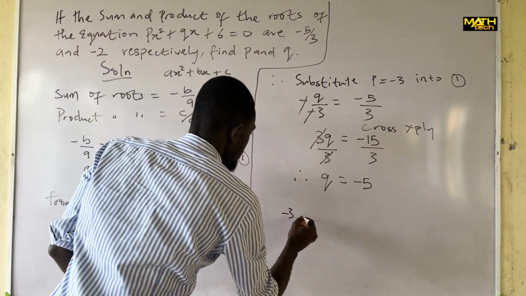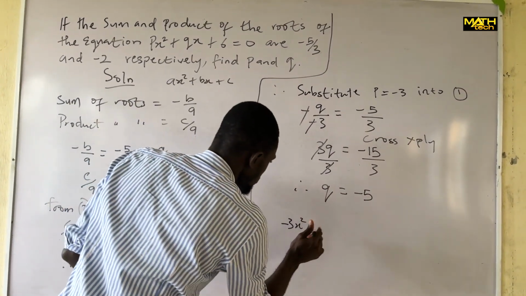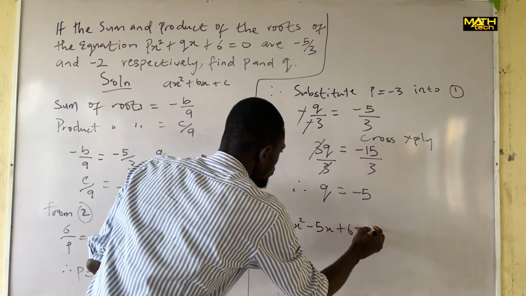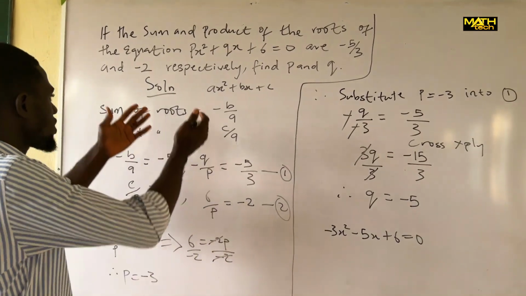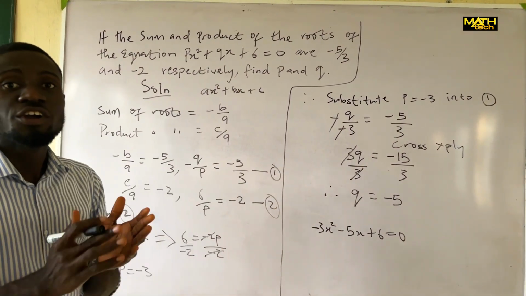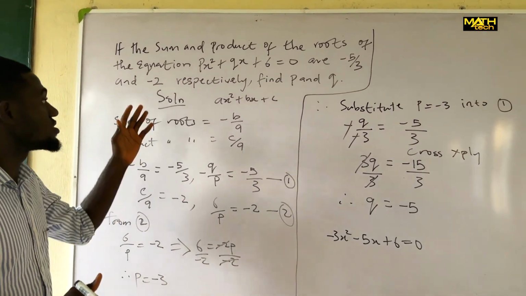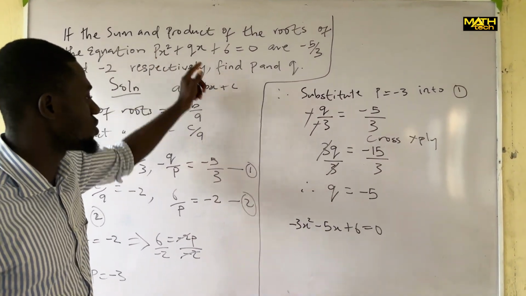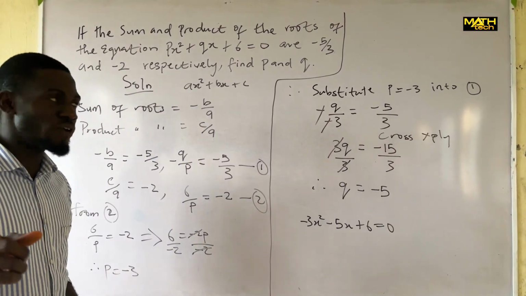So now we can rewrite this quadratic expression to be minus 3x squared, since it's minus, we continue with minus 5x plus 6 equal to 0. So that is it for this video, and we have successfully gotten the value of p and the value of q. As simple as that. Hope there is no challenge with this, and we can see that the equation is now transformed from p and q to minus 3x squared minus 5x plus 6. Just a quick one for you to confirm.